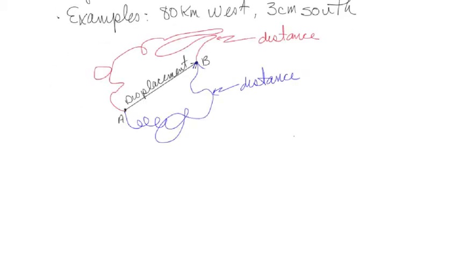And here's a little diagram to show you the difference between distance and displacement. Displacement is the straight line distance from starting point A to ending point B, as opposed to distance, which would be the red line or the blue line.